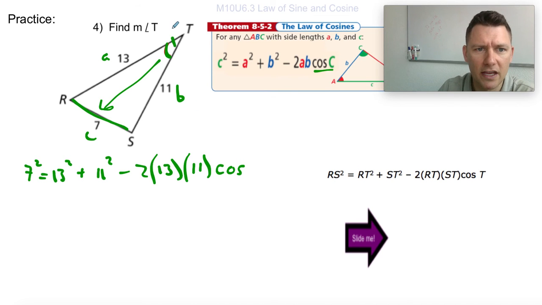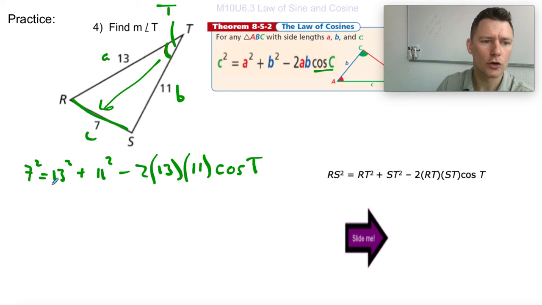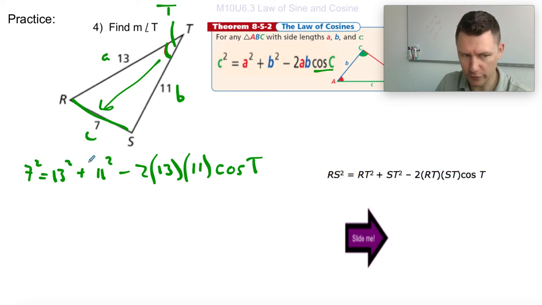And in this case, I don't know what C is. It's angle T, right? So I'm going to call it cosine of T. And it's our job, we're trying to find that angle. It's our job to isolate cosine of T and then take the inverse cosine. So we have to get rid of all of this stuff, which is kind of hard. So let's crunch some numbers and just put a few things out there.